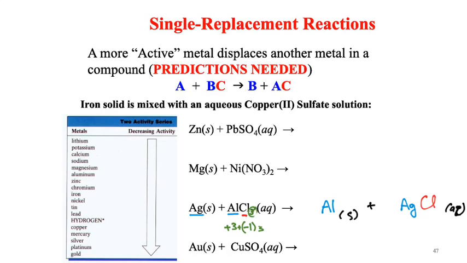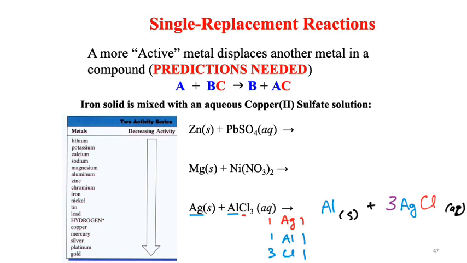How do we balance it? Feel free to tell me your steps anytime. Start with Ag. How many do we have? 1 and 1. Move to aluminum. How many do we have? 1 and 1. Chlorine. 3 and 1. Way to switch up the pattern on me. I appreciate that. All right, how do we fix it?